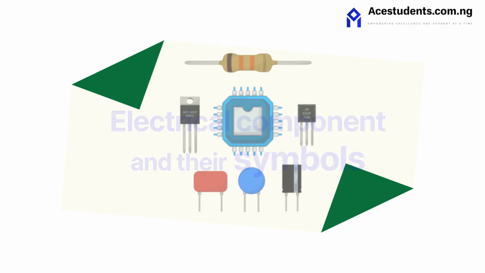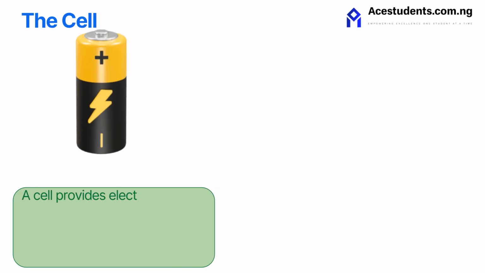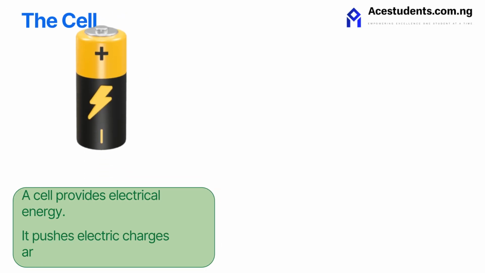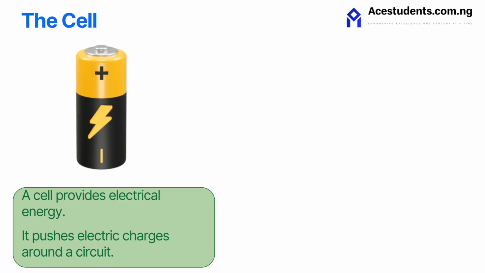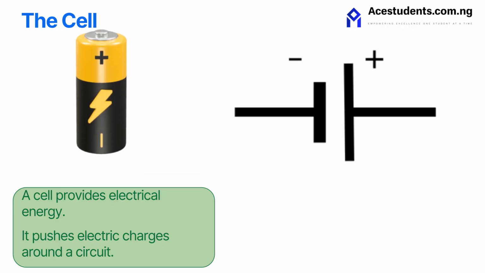Next, we will look at some common electrical components and their corresponding symbols used in circuit diagrams. A cell provides electrical energy by pushing electric charges around a circuit. The symbol has a long line for the positive terminal and a short line for the negative terminal.